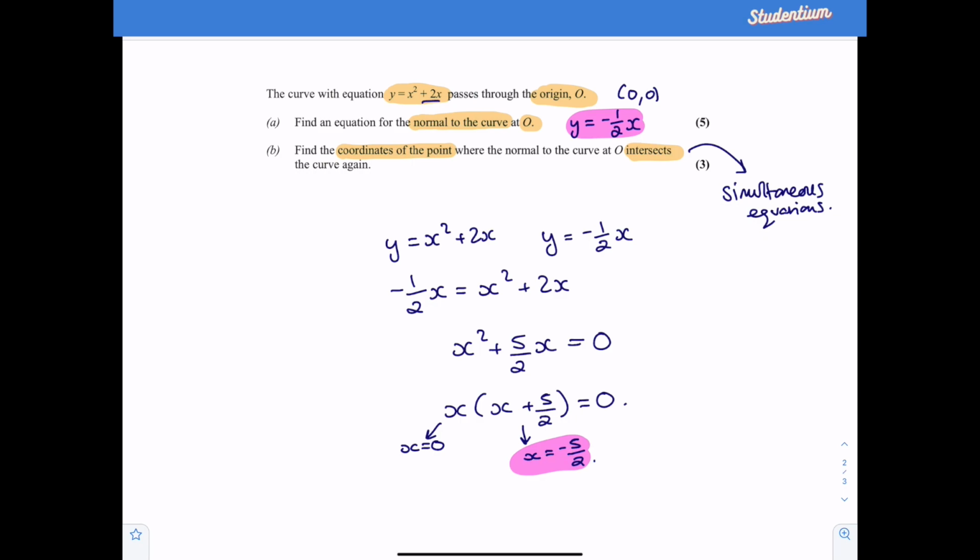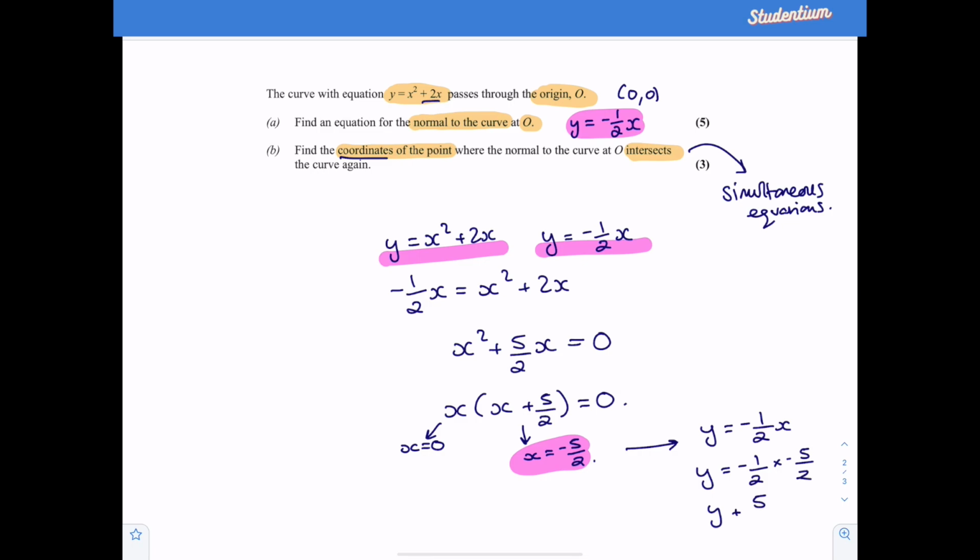But the question wanted the coordinates, and didn't specify just the x. So that means we need to find out what y is as well now. We could either substitute it into y equals x squared plus 2x, or y equals minus a half x. I know which one I think is easier. I would substitute it into y equals minus a half x. And in that case, I get y equals minus a half times minus 5 over 2, which is y equals plus 5 over 4.